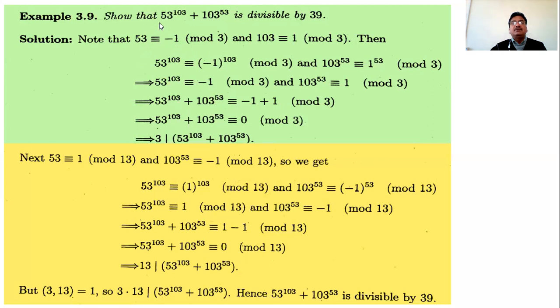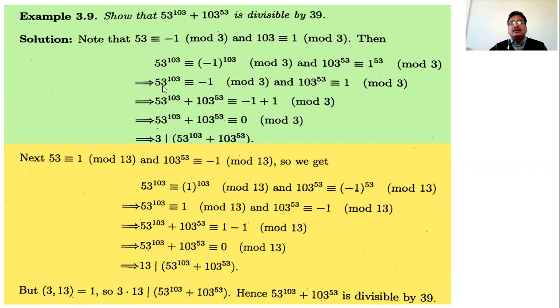So we take 53 to be congruent to minus 1, found by trial and error. And 103 is congruent to what modulo 3? Does 3 divide 103? No, 3 does not divide 103, but 3 divides 103 minus 1. So 103 is congruent to 1. Then take the 103rd power of both sides: minus 1 raised to 103. Minus 1 raised to an odd power is minus 1. And for the other, take the 53rd power of both sides: 1 raised to 53 is 1.